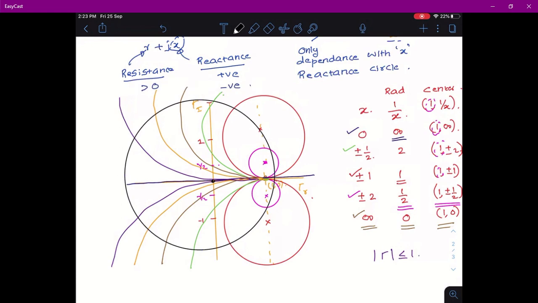So, I don't want to look at any values outside this black circle because reflection coefficient cannot be greater than 1. So, I can remove all the circles or all the values inside the circles which is outside this black circle. Okay. So, I only consider the portion inside this. So, this is the portion which I consider. I will just neglect whatever is outside this radius equal to 1 circle. Okay. So, this is mod tau equal to 1.